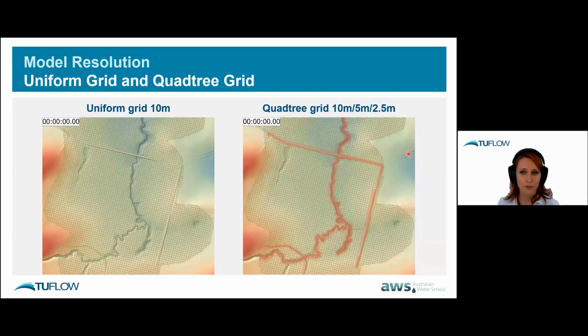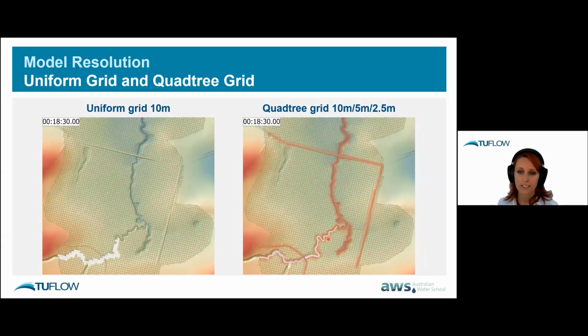Until now, I have shown you flow contained within the main channel, but how would it actually look if we get the flow spilled out of the banks? I have a short animation here with uniform grid with 10 meters on the left side and quadtree grid 10, 5, and 2.5 meters on the right side. So let's start the simulation.